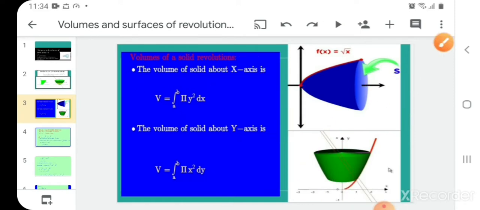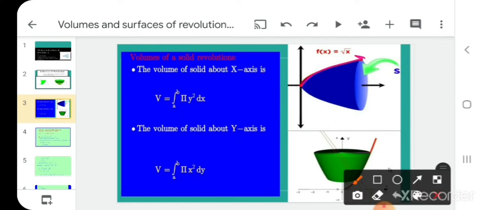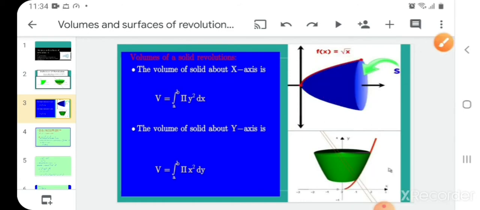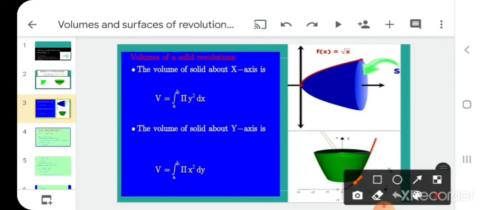See here, this pink line denotes a curve. Which curve? That one, f of x equals root x. This curve revolves around the x-axis like this. This blue solid shape denotes the solid shape generated by the curve revolving around the x-axis. Similarly, this green shape is also obtained by revolving the curve around the y-axis.